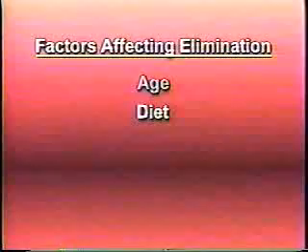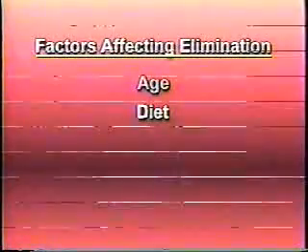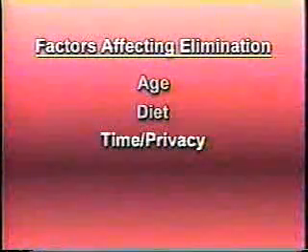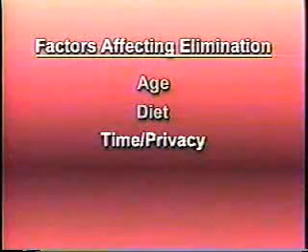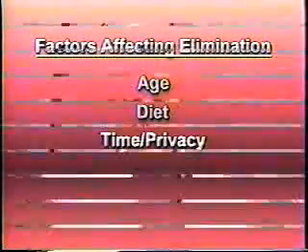Diet also affects our bowel elimination. Fiber, which is the undigestible residue in the diet, provides bulk in the fecal matter and keeps things moving along. Time and privacy are also important factors in bowel elimination. Bowel elimination is a private affair. It's a very sensitive function and requires time and privacy for the intestinal muscles to relax and allow elimination to occur.